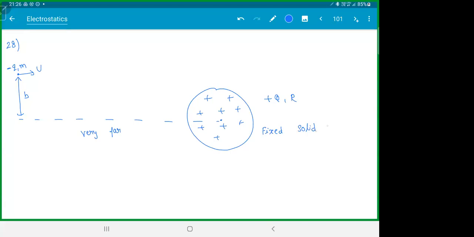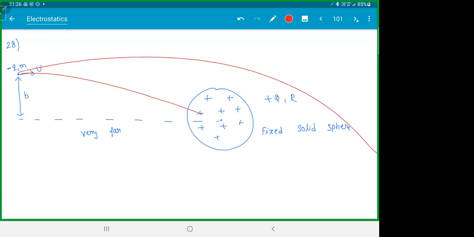Now tell me, if I leave this charge, what do you think will happen? How will the path look? Approximately, how should the path look? A minus charge and a positive charge. If you throw it from very far, what will the path look like? If I throw very slowly, it will come and hit like this. If I throw very fast, it will go like this. If I throw with a certain velocity, you will just miss the sphere. Agreed? Depending on how fast you throw, I can get any of the paths, right?